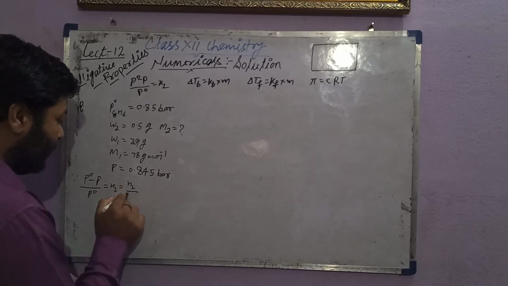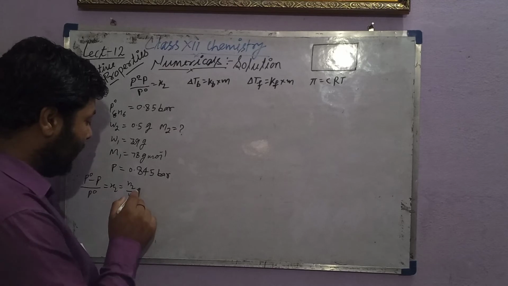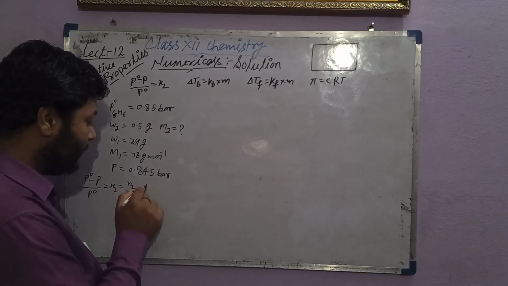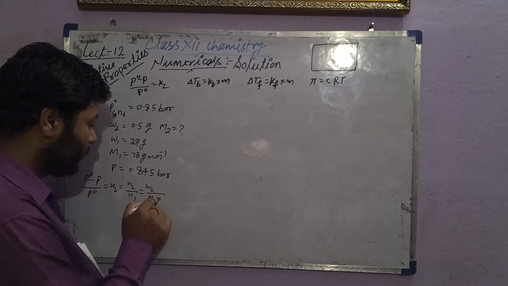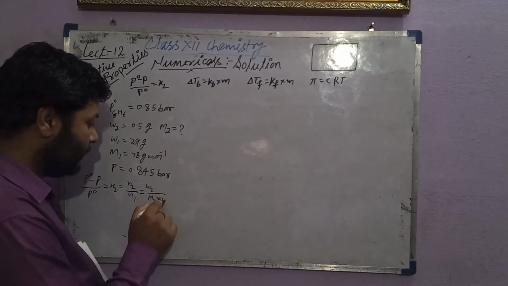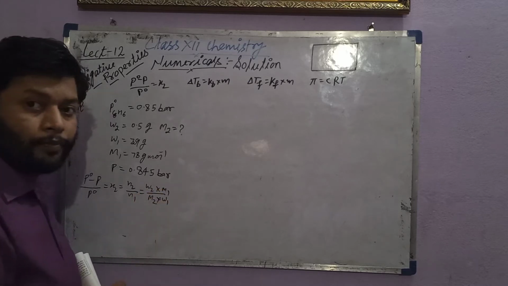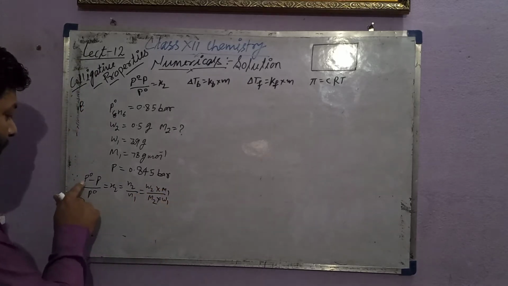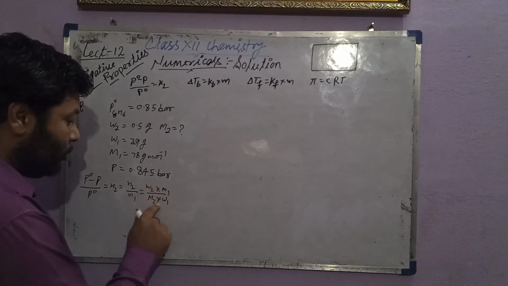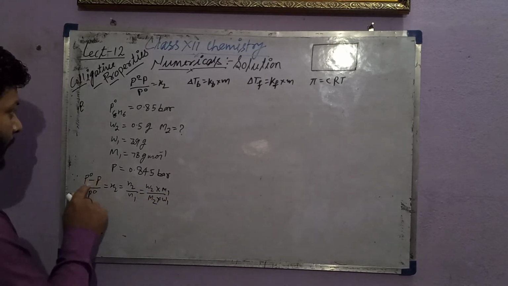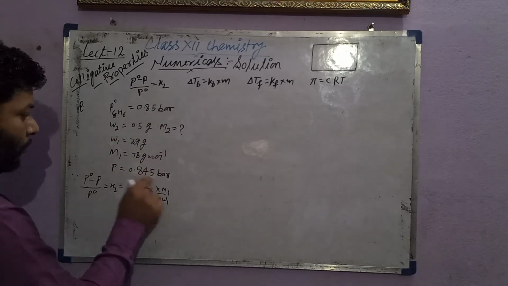is N2 upon N1, and then N2 can be written as W2 by M2, and N1 can be written as W1 upon M1. So M1 will be going up. So this is the formula: P naught minus P upon P naught equals W2 into M1 upon M2 into W1. Values are given. P naught value 0.85, P equal to 0.845.